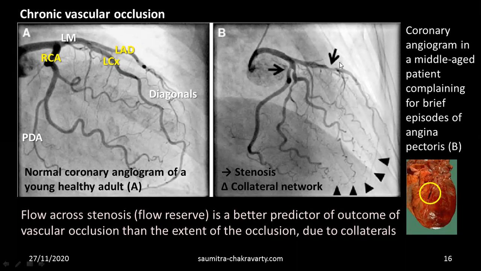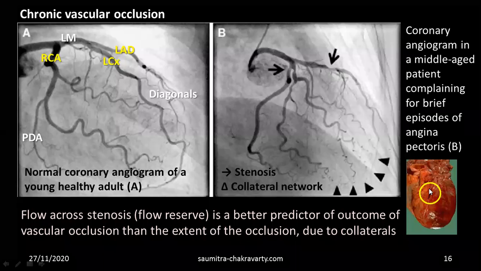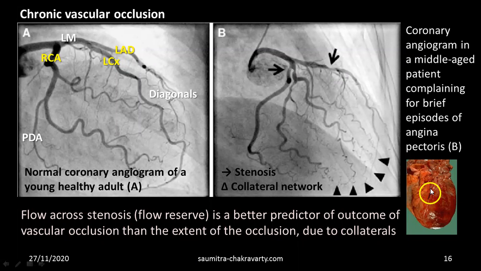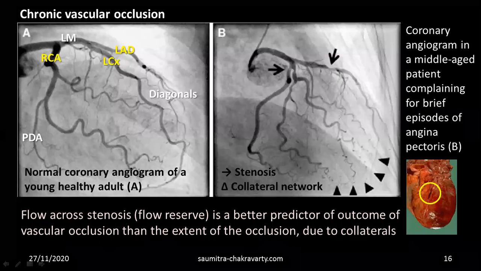Oh, sorry. This one is the circumflex artery. So this one was looking like this. Do you see that now?